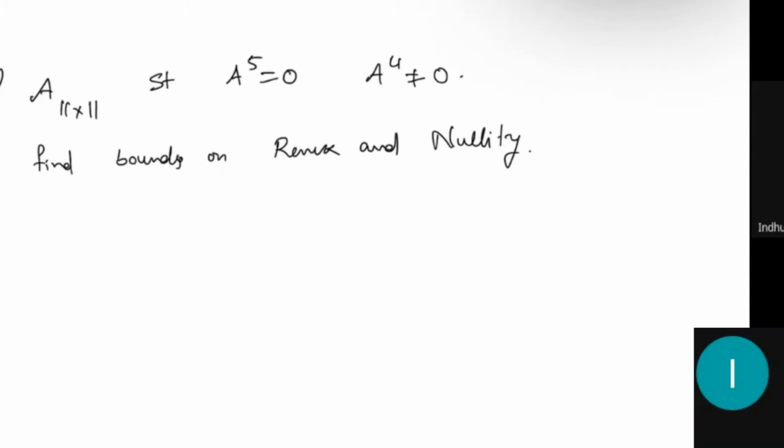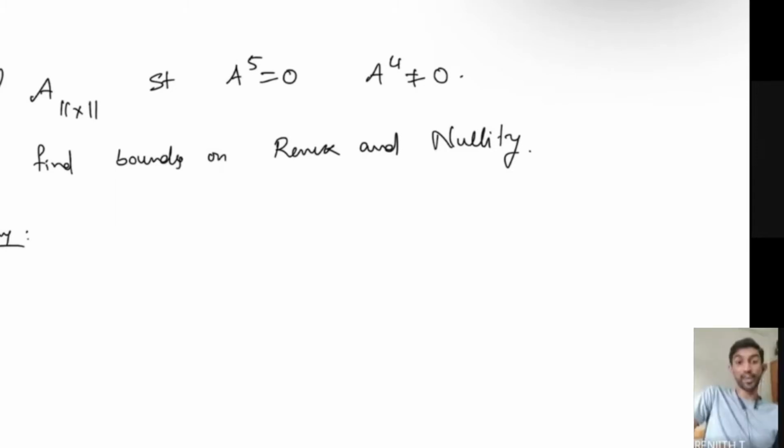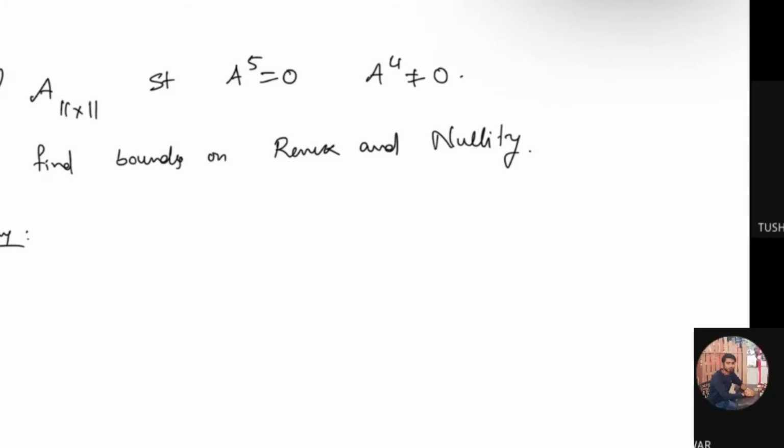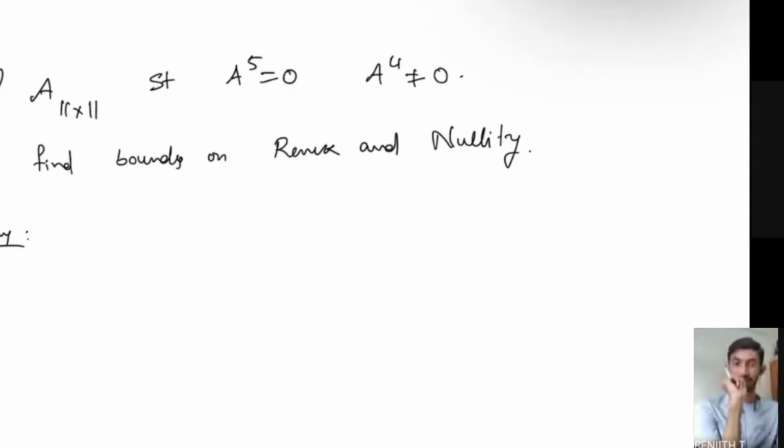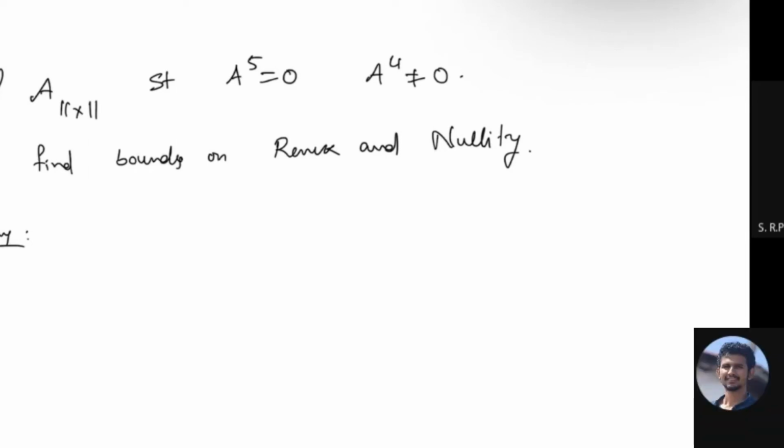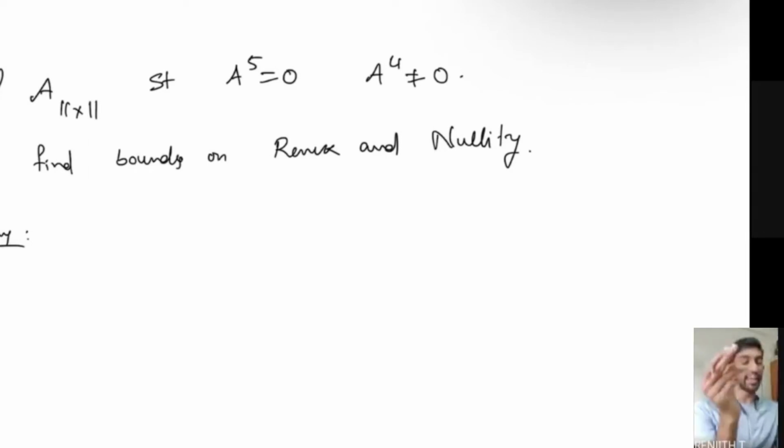Here, what is the minimum polynomial? Rank less than or equal to 5, sir. Less than or equal to 5. How? Rank can be 8, right? Rank can be 8. That is the important part.